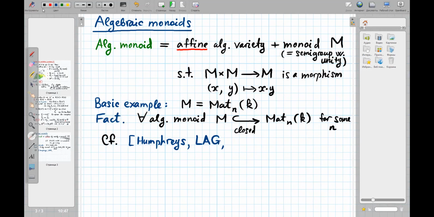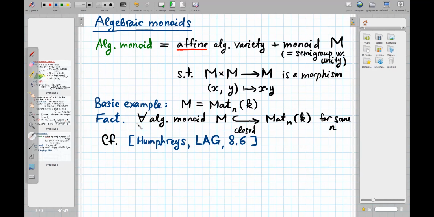And here I give you a reference: this book of Humphreys, Linear Algebraic Groups, section 8.6. In this section, you can find a proof of the respective fact for algebraic groups. So if you replace M with an algebraic group G, and if you replace the monoid of all matrices with the group GL_N of non-degenerate matrices, then you have a similar fact, and the proof is here. You can just take this proof and apply it more or less without changes to this case. Well, maybe with some obvious corrections.